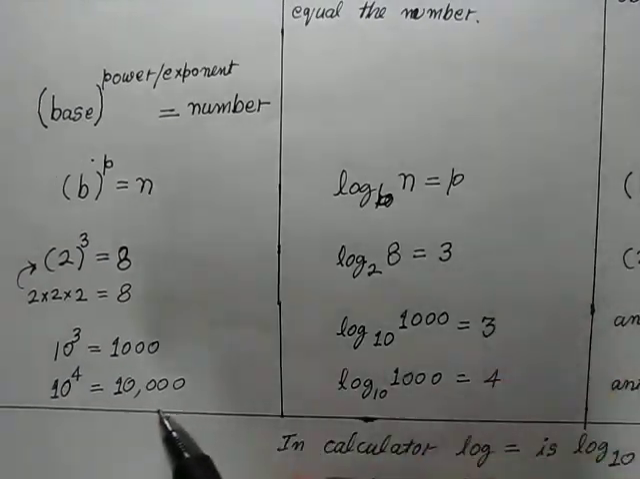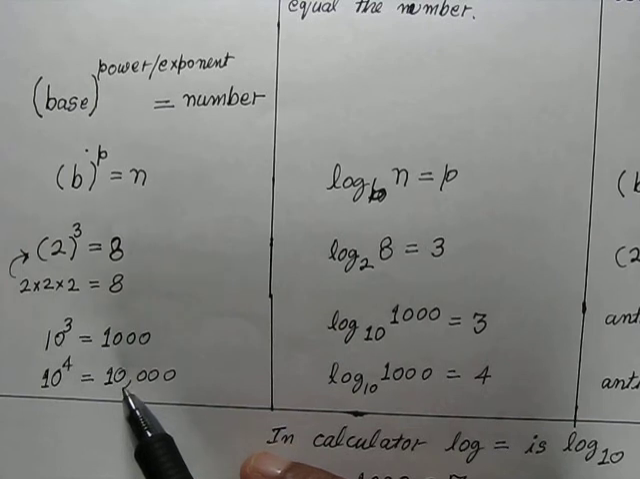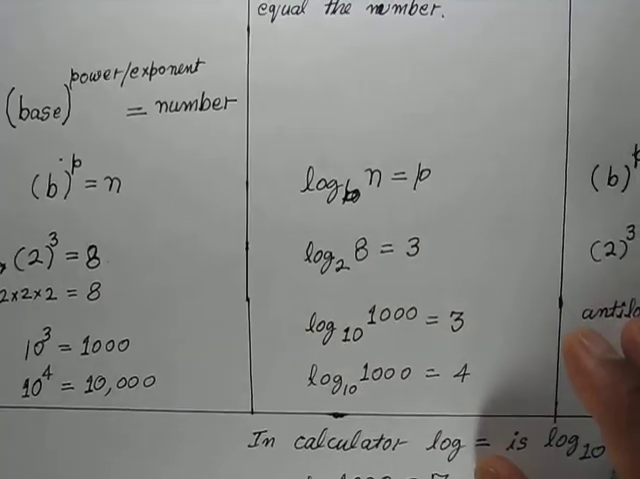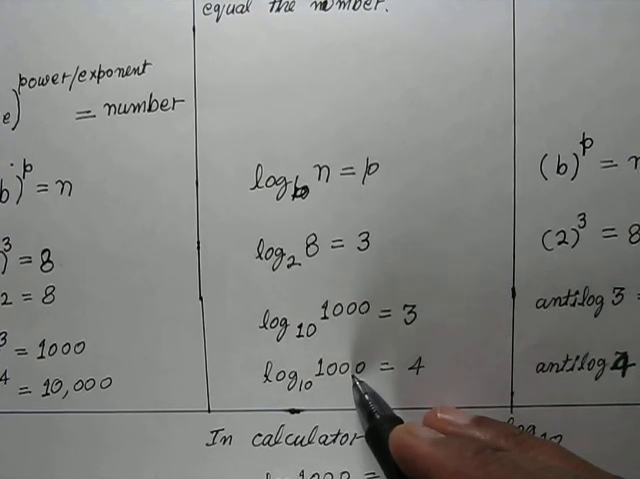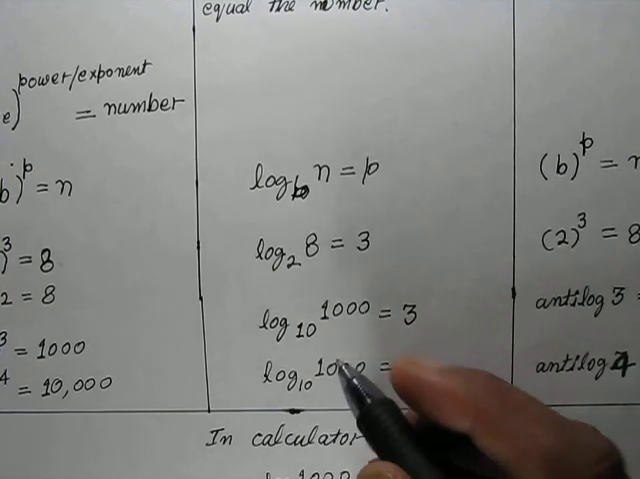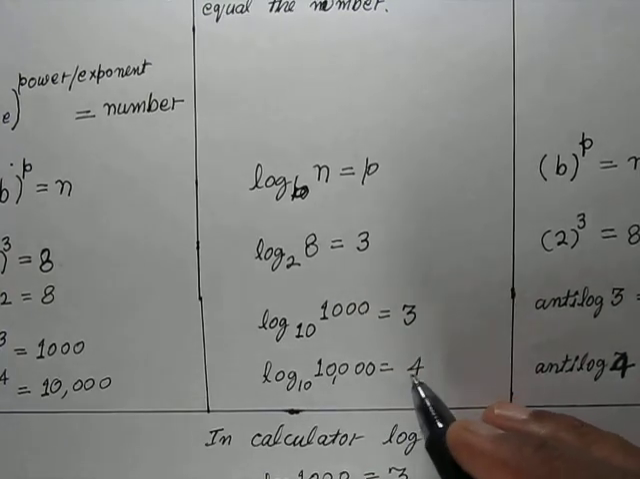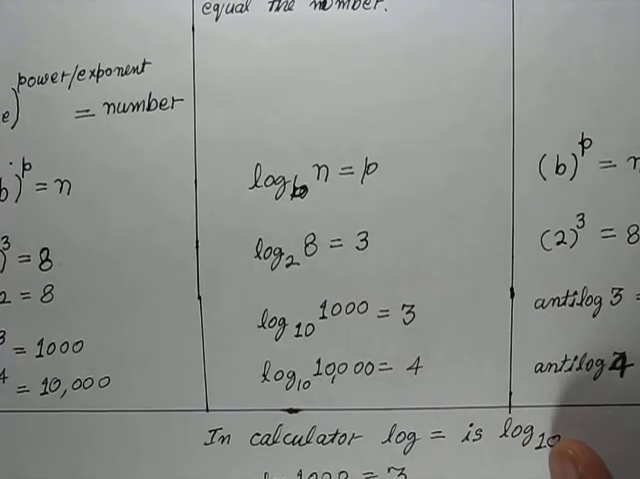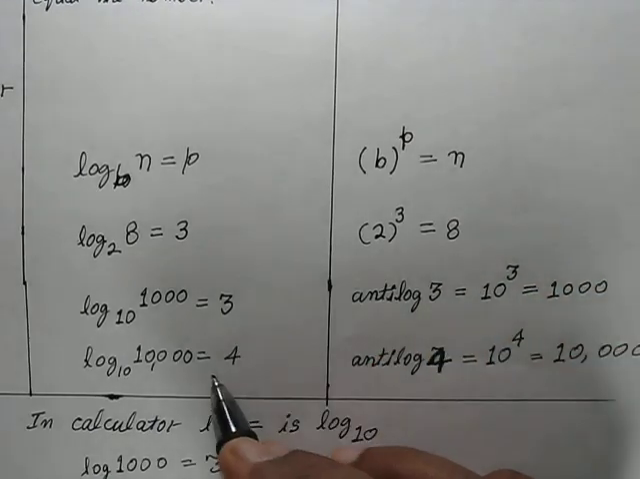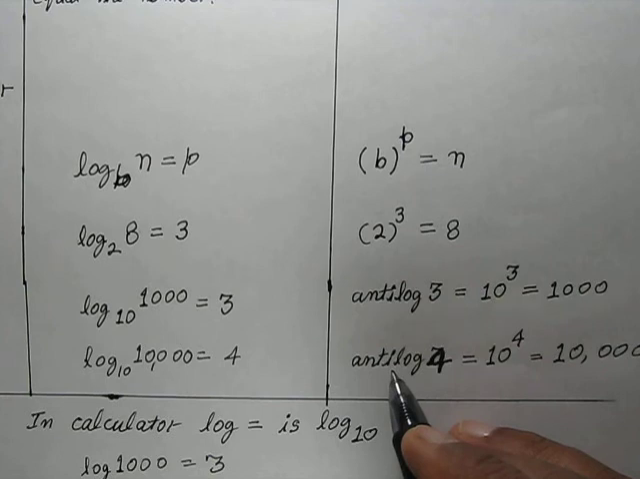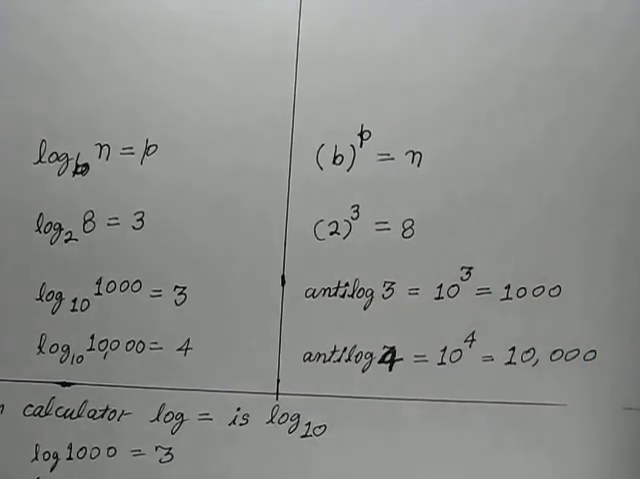Another example: 10 raised to the power 4 is 10,000. In log form, this is log base 10 of 10,000 equals 4. And if we take the anti-log of this, the anti-log of 4 equals 10 raised to the power 4, which is 10,000.